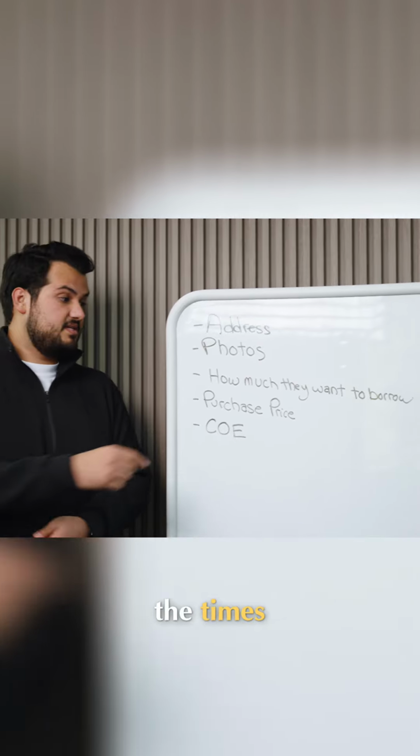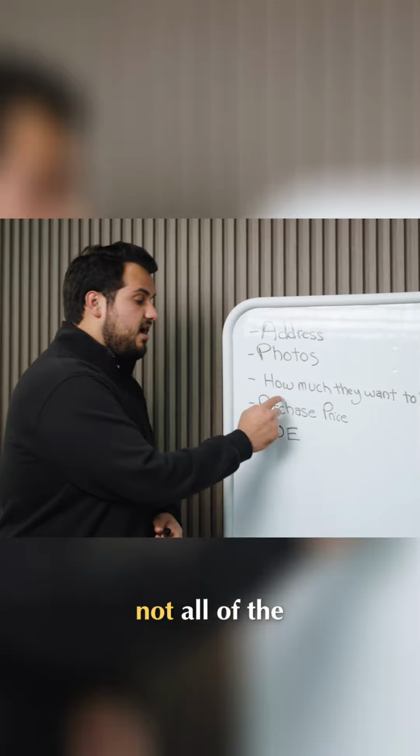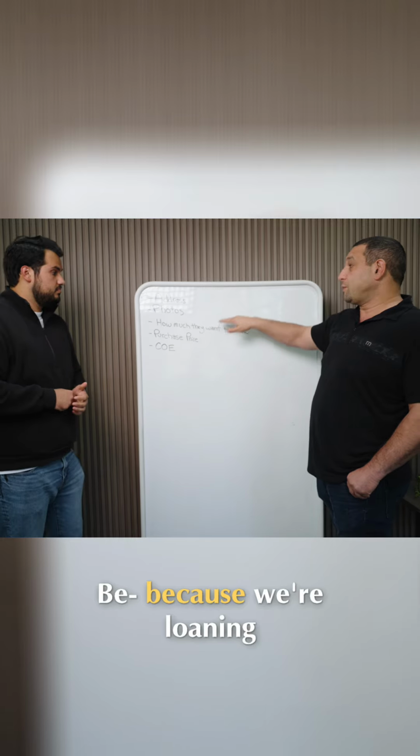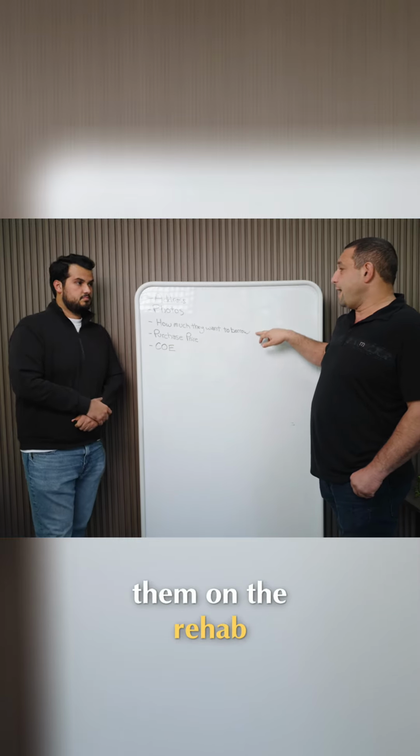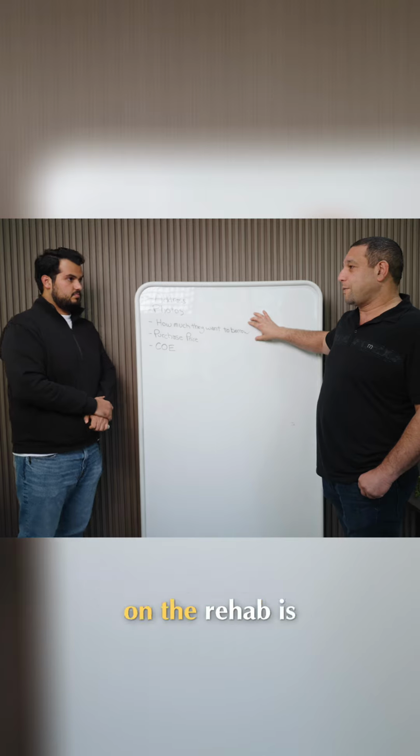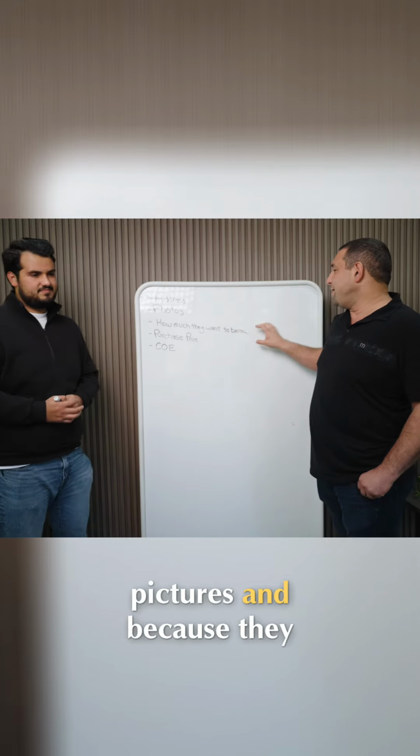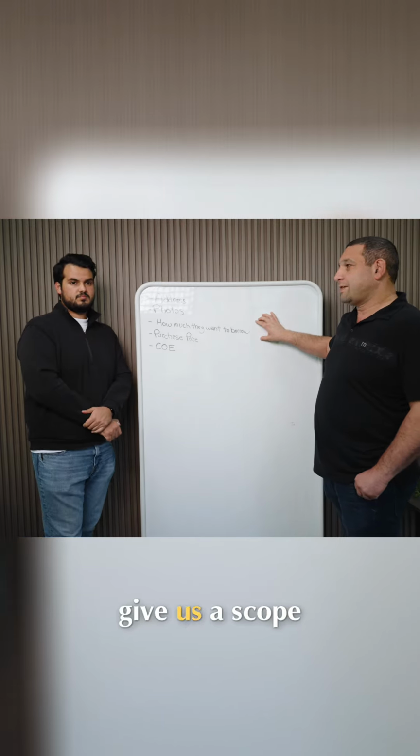And then some of the times, not all of the money that we're loaning may go to the purchase of the property. Some may be requesting a rehab, right? So we will do the rehab loan and give some of that in draws, and that does change the amount we're willing to give them. So someone could be buying this property for $150,000 and we can loan them $200,000. Yeah. Because we're loaning them on the rehab, and the only way we know how much we're going to loan them on the rehab is because we got the pictures and because they give us a scope of works.